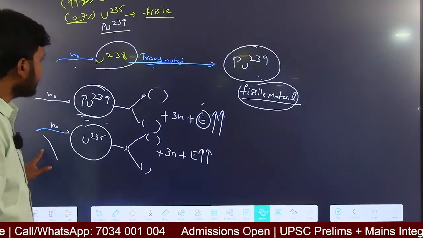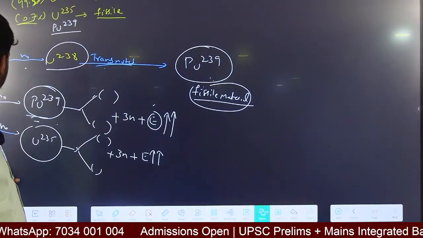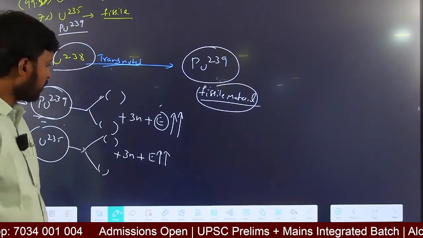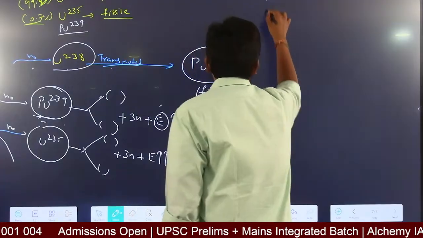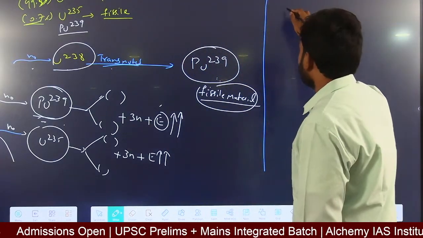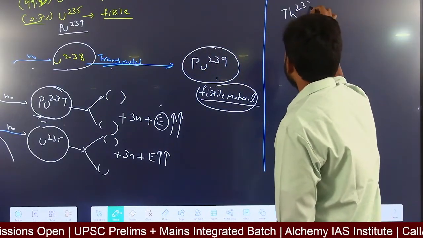Some more examples are there. I'll discuss them. Let me put it here. See here, there are some other materials like thorium 232.